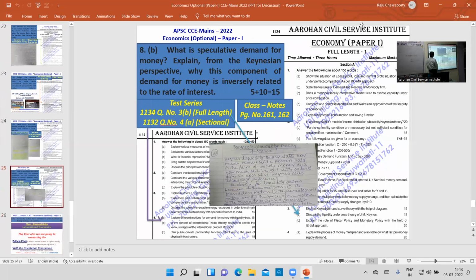Next, 8B: what is the speculative demand for money? Explain from the Keynesian perspective why this component of demand for money is inversely related to the rate of interest. Keynes's liquidity preference theory, the liquidity trap, and the crowding out effect are relevant here.